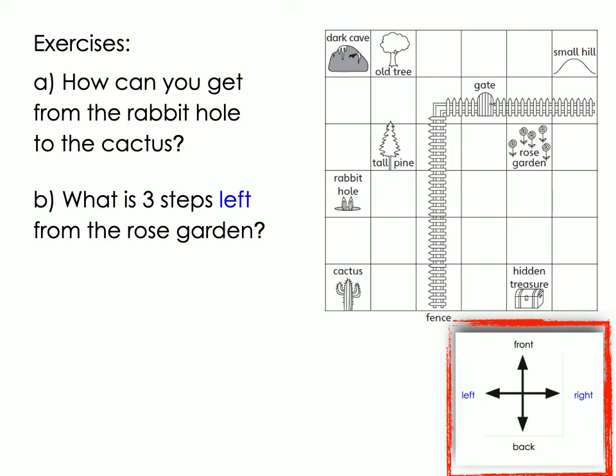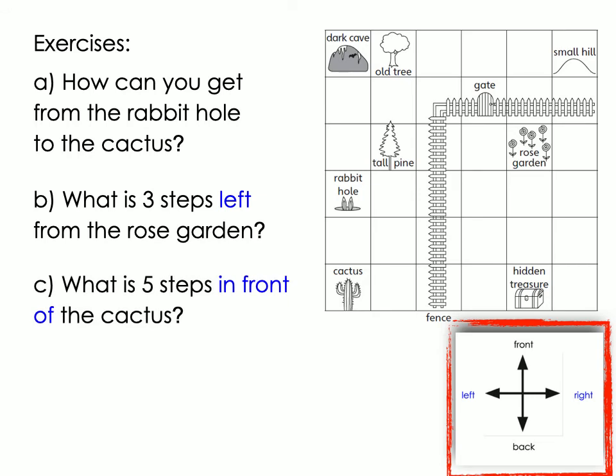Question 2. What is 3 steps left from the rose garden? Yeah, 3 steps left from the rose garden is the tall pine. You are correct. Question 3. What is 5 steps in front of the cactus? If you thought it was the rabbit hole, that is not correct. It's not the treasure either. It is the dark cave.